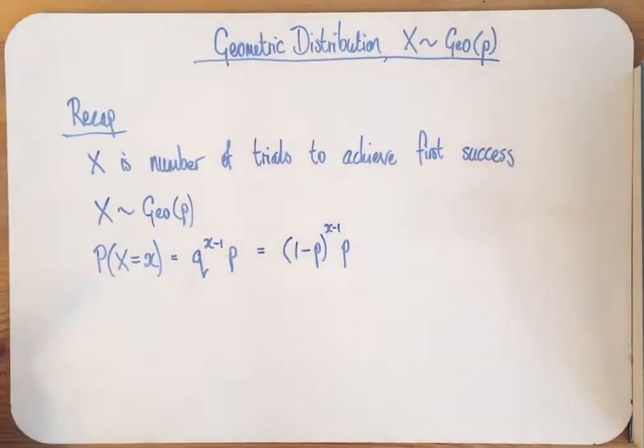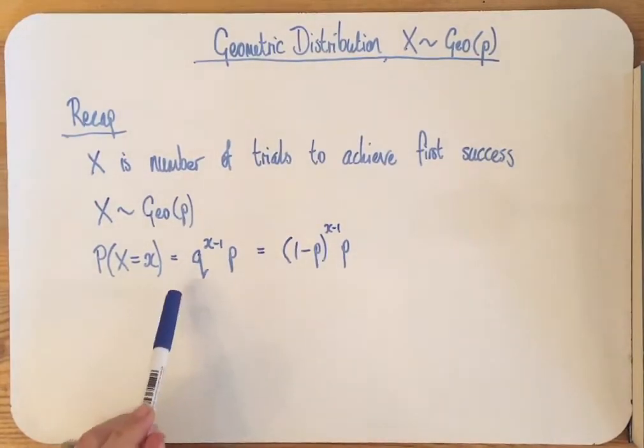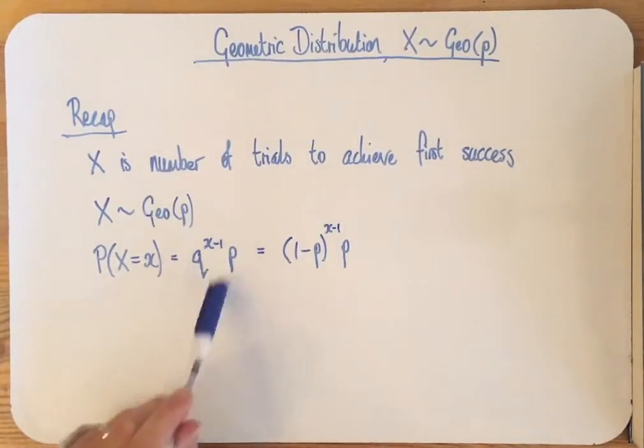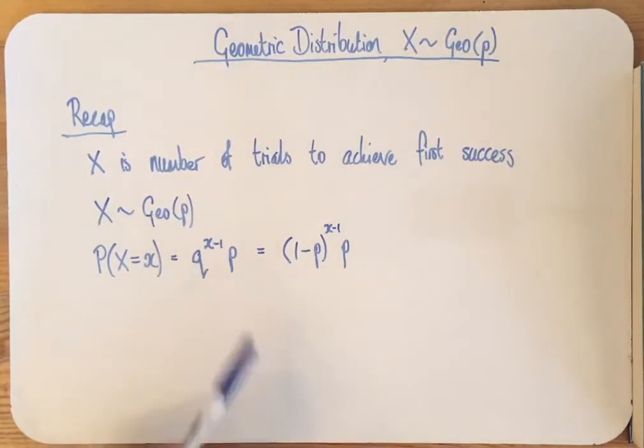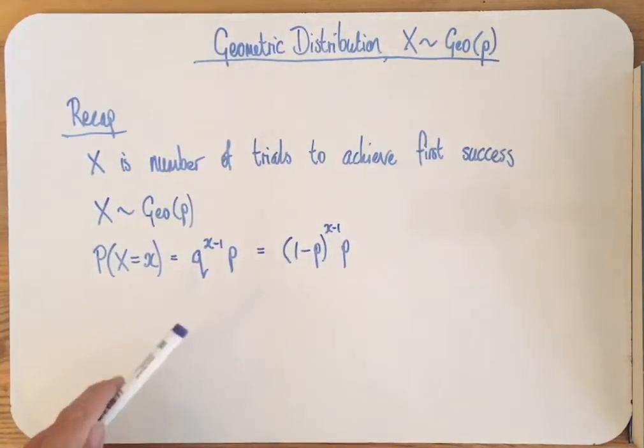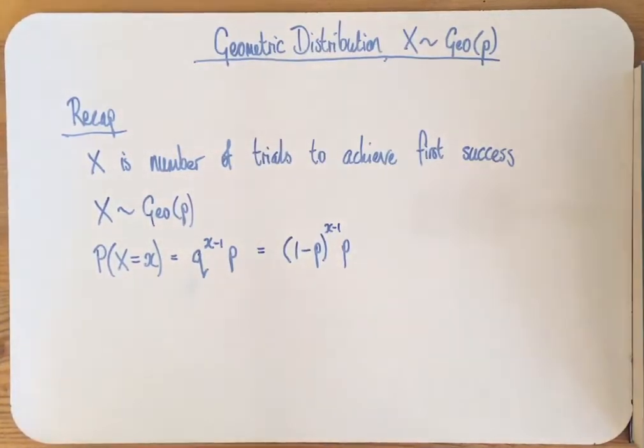And then the probability that you get your first success on your x trial is you would have failed to get a success x minus 1 times, and then you'll get your first success on the x trial. And then q is equal to 1 minus p. So that's your probability that X equals x.